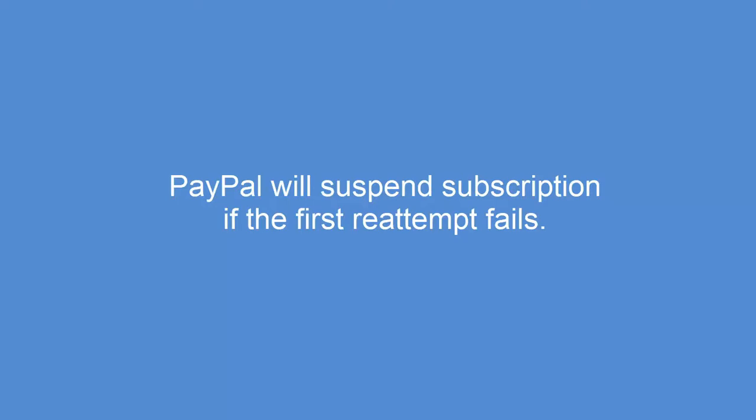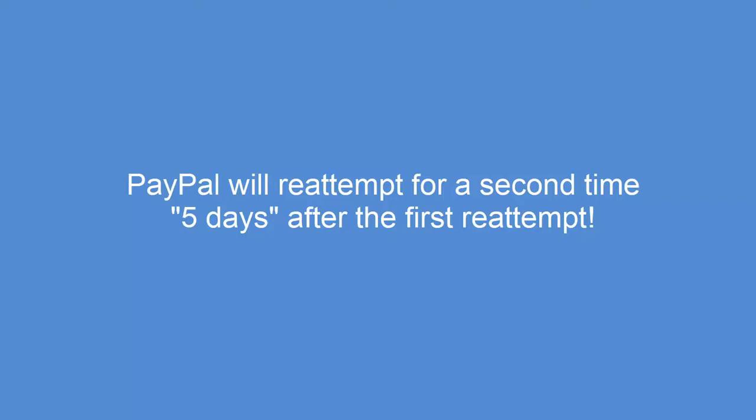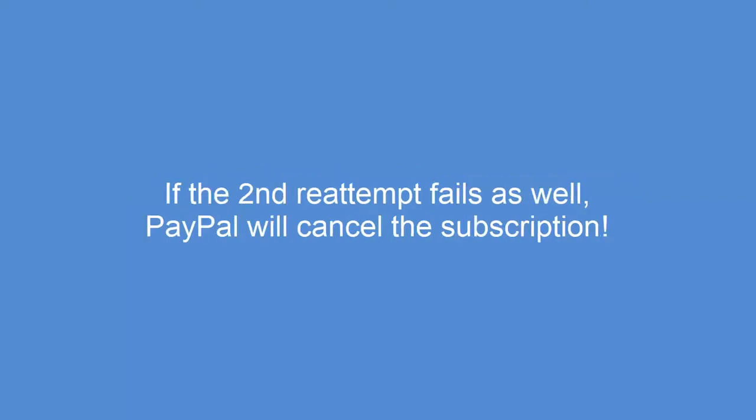All right, and so subscription is now suspended and users still don't take any action, then PayPal will wait 5 more days and it will reattempt a second time. So a total of 2 times PayPal will reattempt. After the first time, if users have still not taken action, it will suspend it. So after the second reattempt, PayPal will just cancel the subscription.